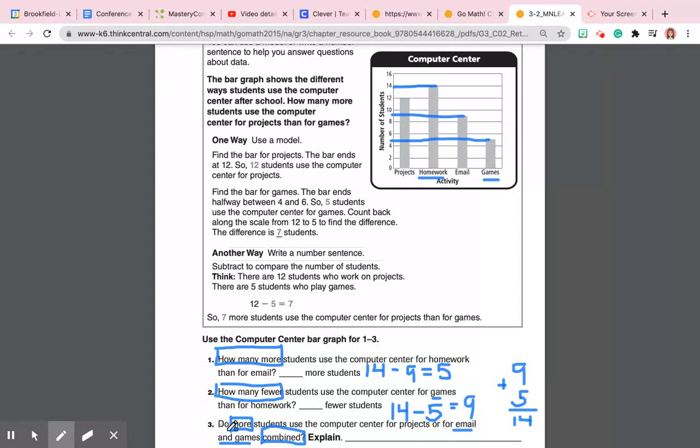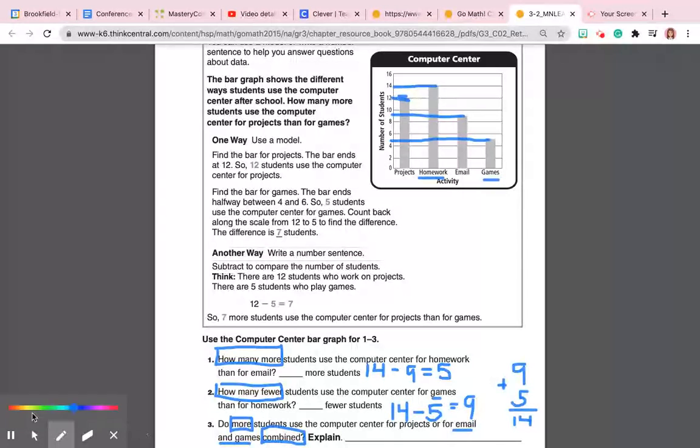Now, it says, do more students use the computer center for projects or for email and games? So we found the email and games. Now we need to figure out which is bigger. The number for projects, which we know is the number 12, or for email and games. So I know that more people, because I know that the number 14 is bigger than the number 12. So I knew that more students use the computer center for email and games combined.